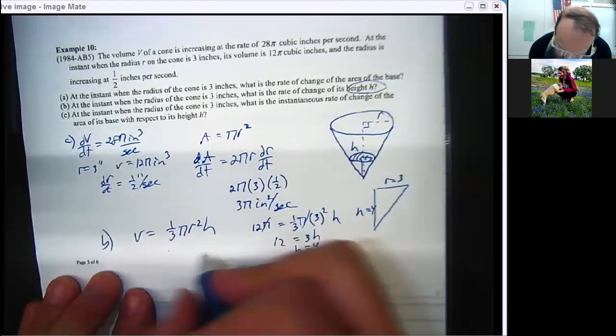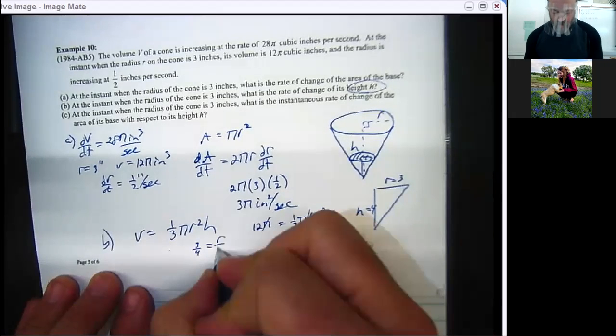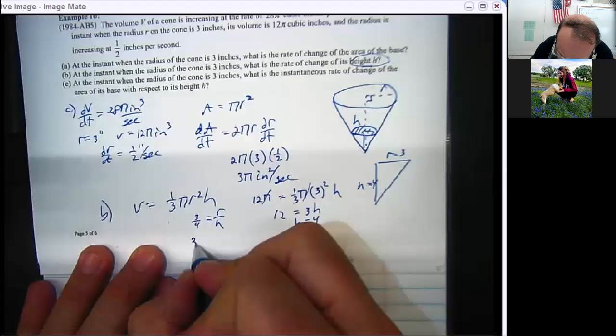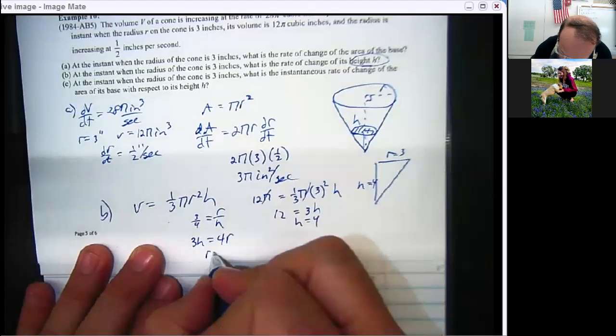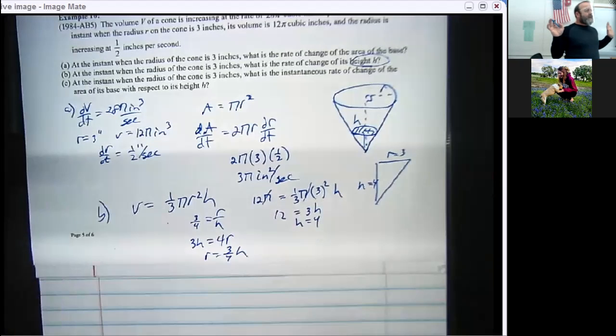So what I know is that 3/4 equals r over h, right? By the way, I did not give myself enough room on this, but that's all right. That means 3h equals 4r, isn't it? Or an r is 3/4 of an h. Is that okay if I do that? Now, by the way, the reason I did that, and that's going to kind of strike you a little bit funny, I didn't want to get rid of r. Get rid of h. I wanted to keep h.